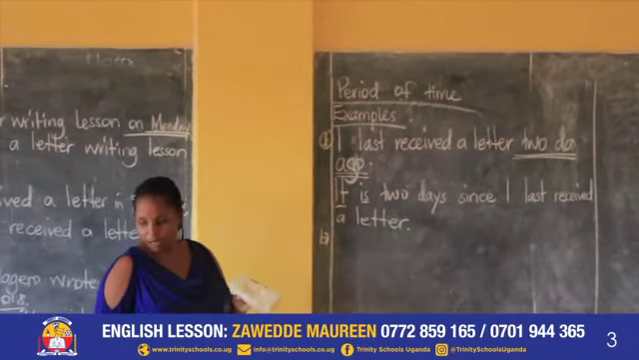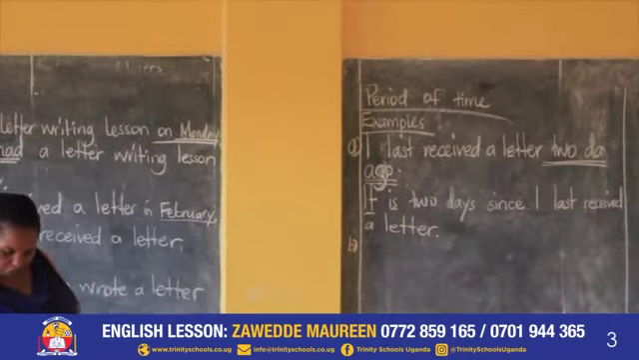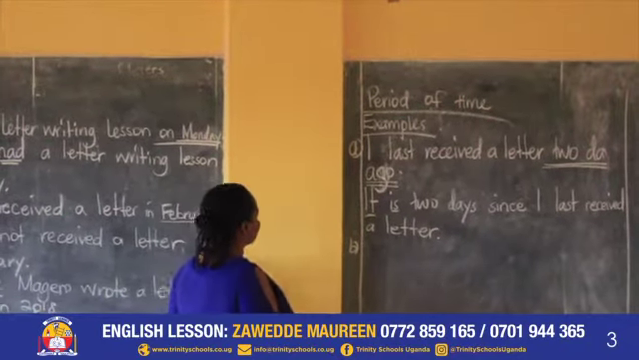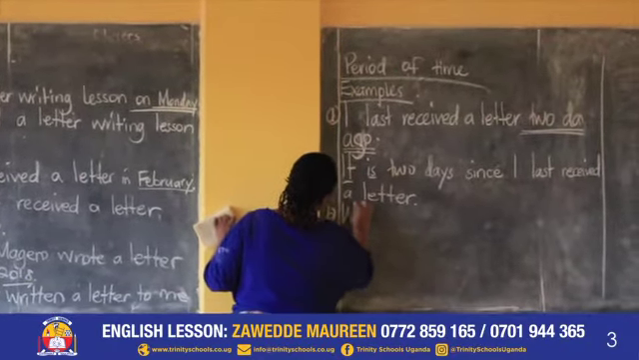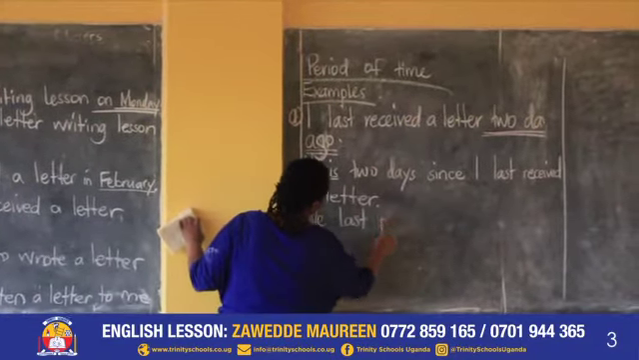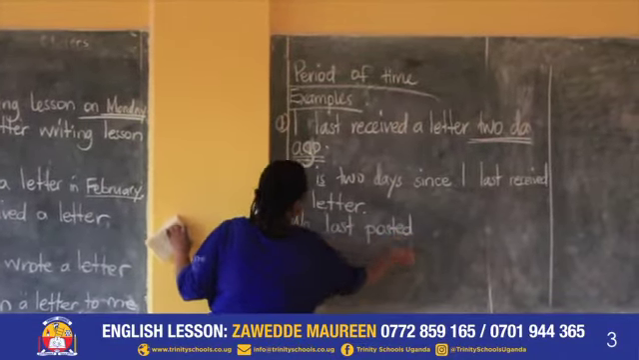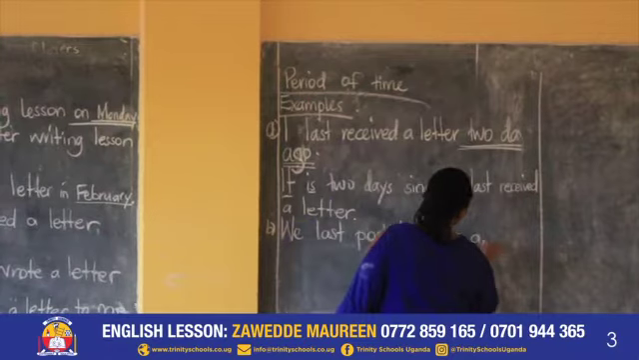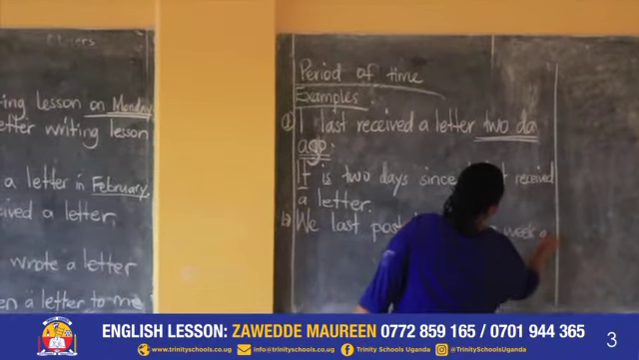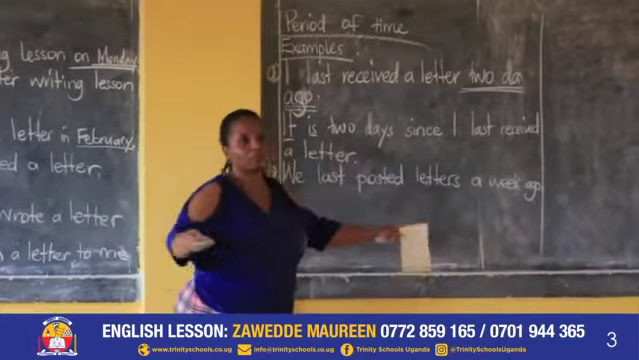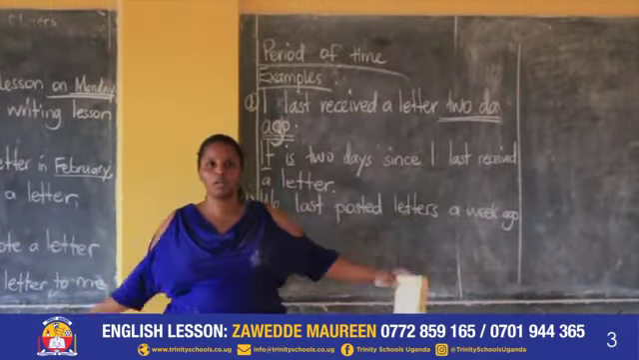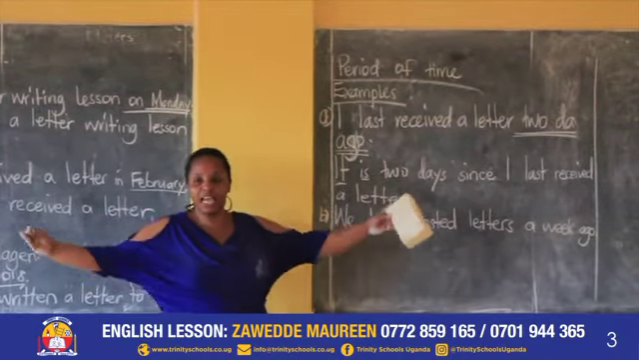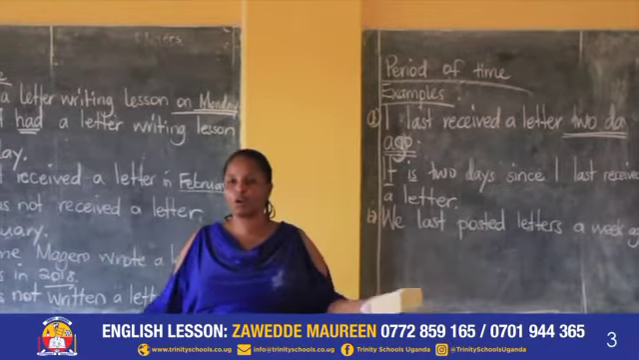Another example for period of time, I can say, we last visited. I can use a simple one. We last posted letters a week ago. A week is a period of time. It is a length of time.